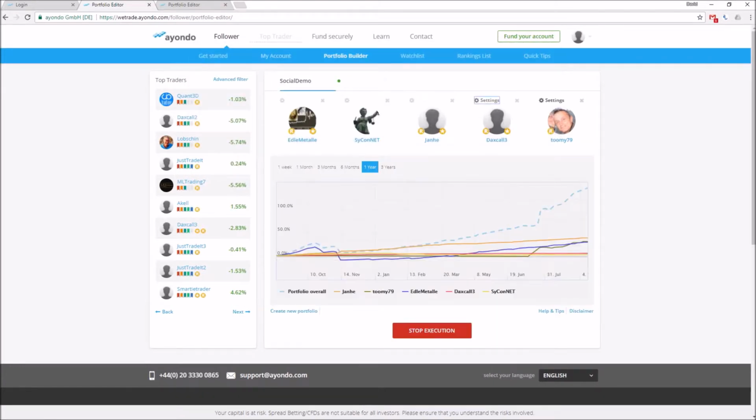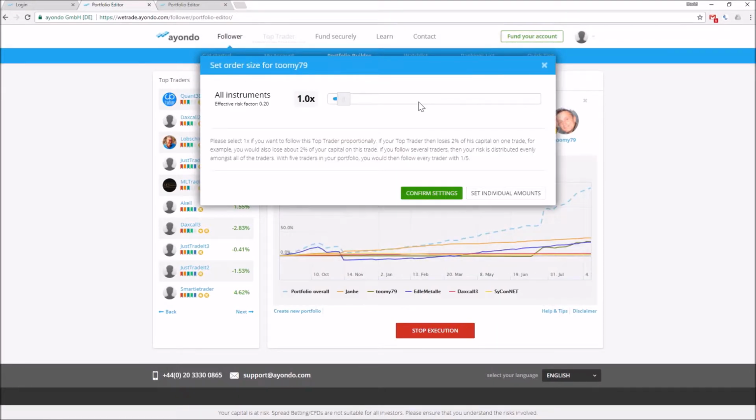And this one here, to me, because I think they have a somewhat aggressive approach to trading, I'm going to bump that one down. So I'm risking half, but actually what I'm doing, if they risk losing 2%, because I've got 4 other traders in there, my risk would be a fifth of that anyway, but I'm halving that again. So I'm taking tiny risk with old Toomey.